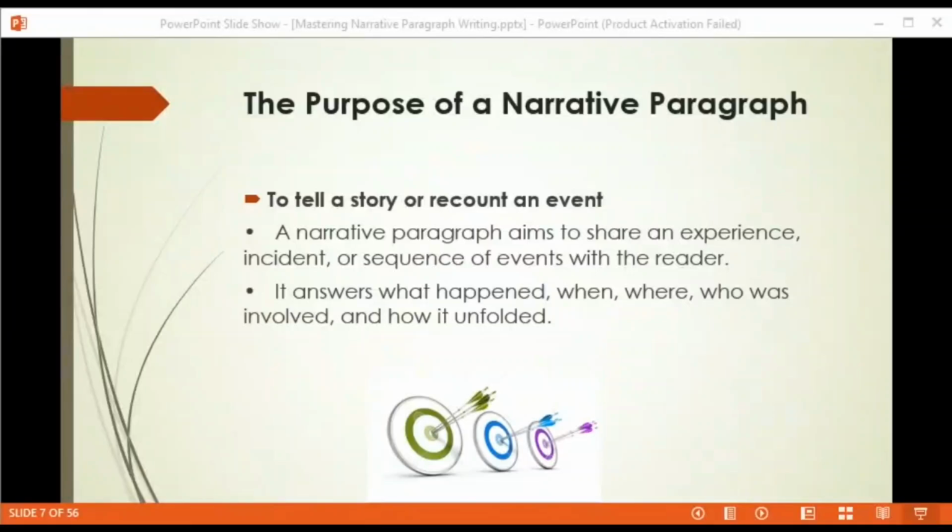The first purpose is to tell a story or recount an event. A narrative paragraph aims to share an experience, incident, or sequence of events with the reader. It answers what happened, when, where, who was involved, and how it unfolded.